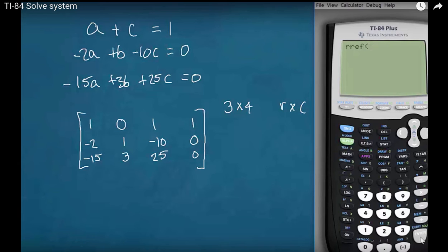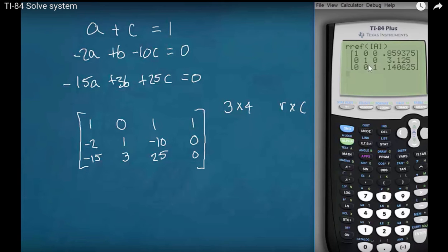Now we have to tell it which matrix we want it to do this function on. And we'll do that by accessing the matrices again. So we'll press second, matrix. And then we'll leave it on this menu, names. And it was matrix A that we entered all of our values in. So we'll push 1. So now we have this RREF function that's going to solve matrix A, and then I'll close that parenthesis and hit enter.